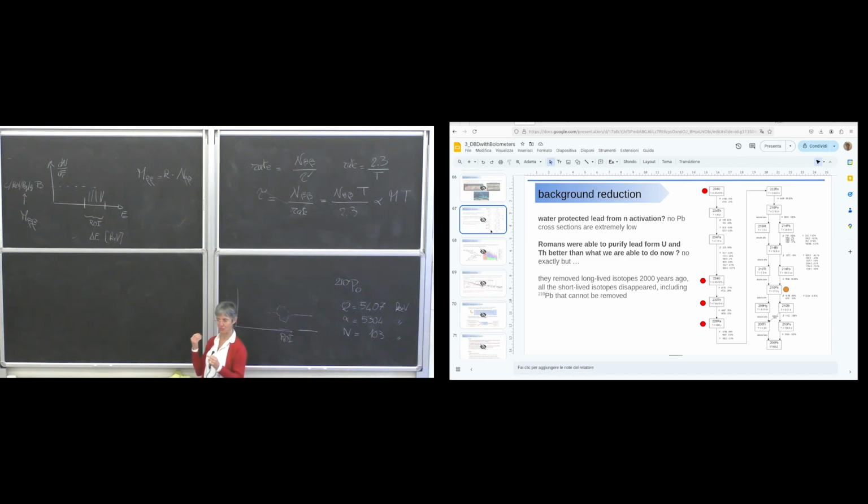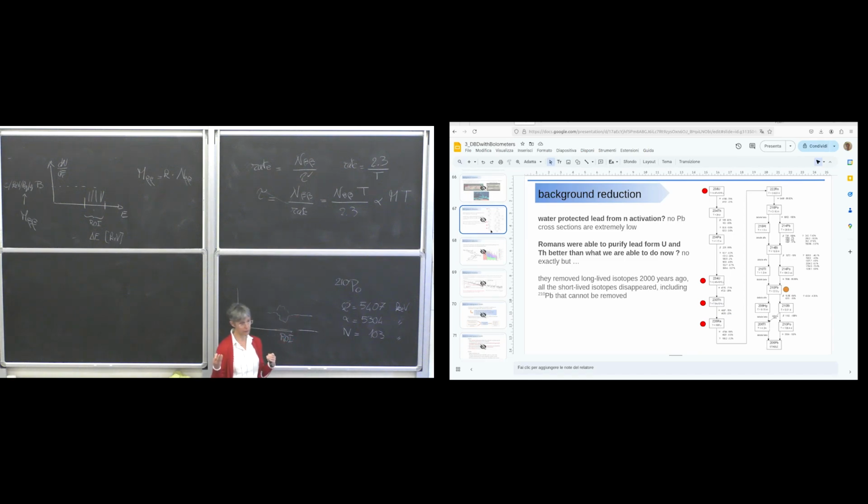And why is that the difference? Because there is only one radioactive isotope that I can in no way remove from the lead, and it is lead itself. Lead 210 is a radioactive isotope, and I cannot remove it from lead because I would need isotopic separation to remove lead 210 from the other isotopes of lead. And so it's not possible. So my problem is lead 210.